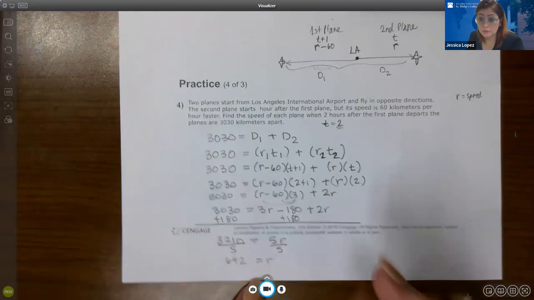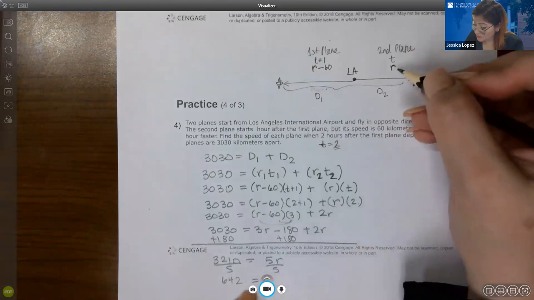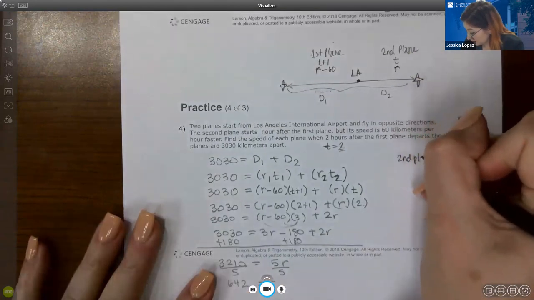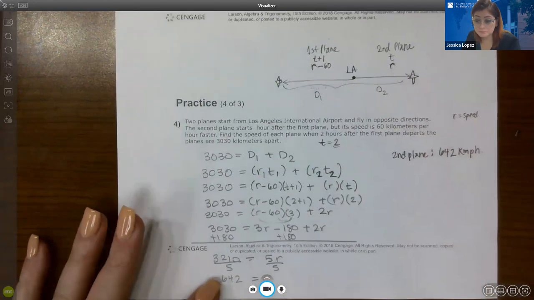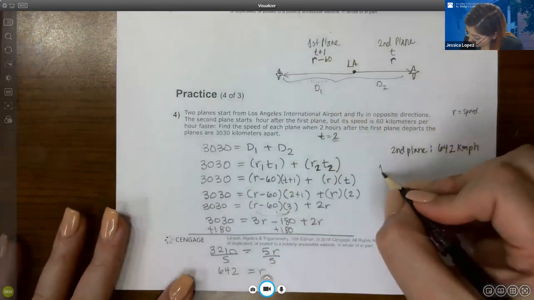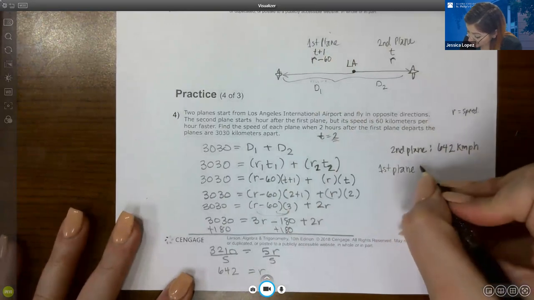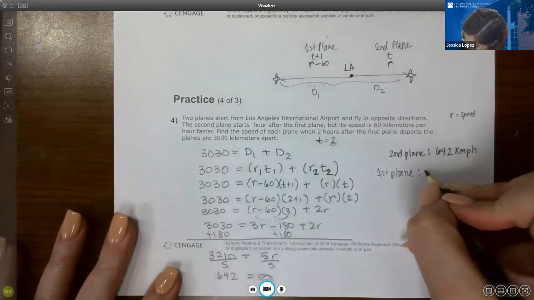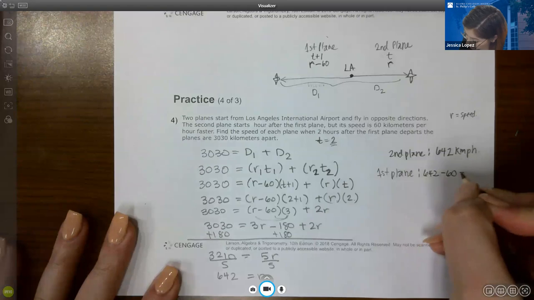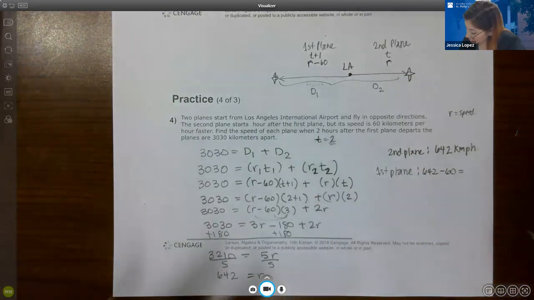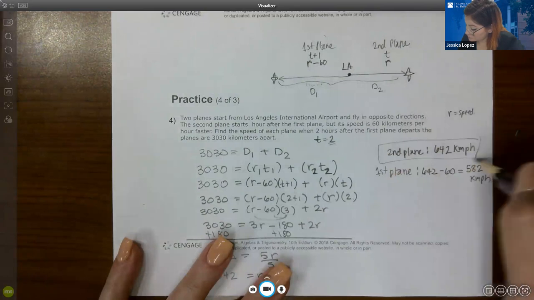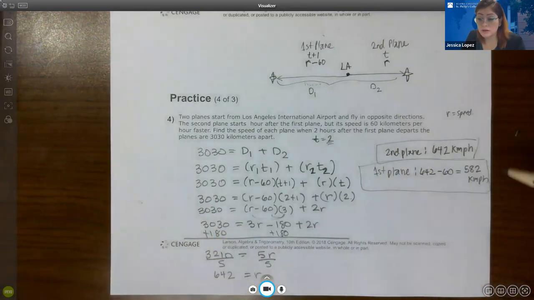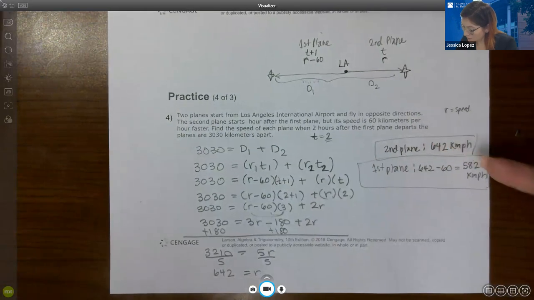So that's R. Now remember, the second plane is traveling at the speed R, okay? So the second plane is going 642 kilometers per hour, right? Now the first plane though is 60 miles per hour slower, right? Because this one's 60 miles per hour faster. So it would be that 642, but minus the 60. So 642 minus 60 is 582 kilometers per hour. But there are your two values. Make sure when you're doing the WebAssign that you do put the correct values with the correct planes, right? The faster plane versus the slower plane. This would be the faster plane. This is the slower plane.